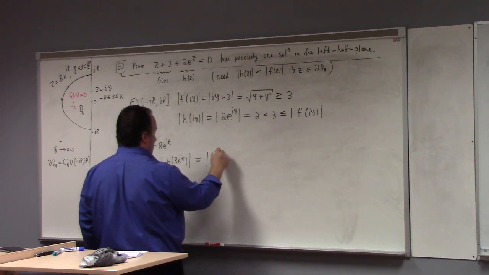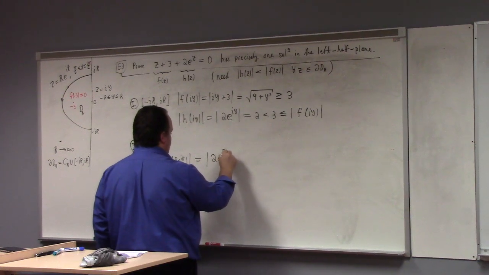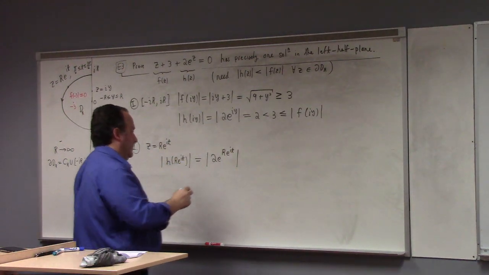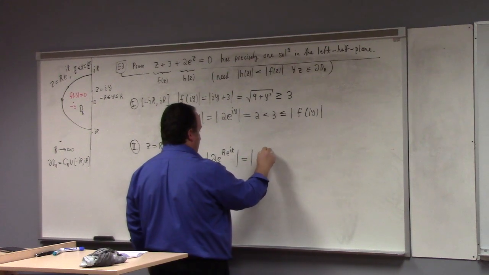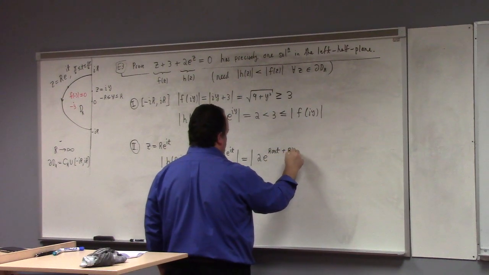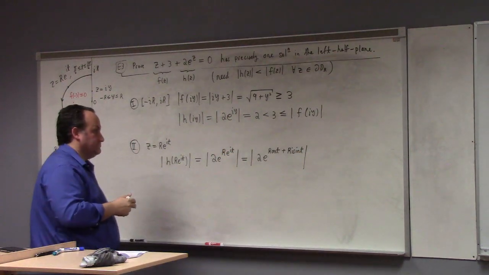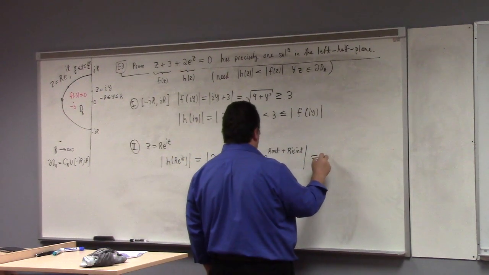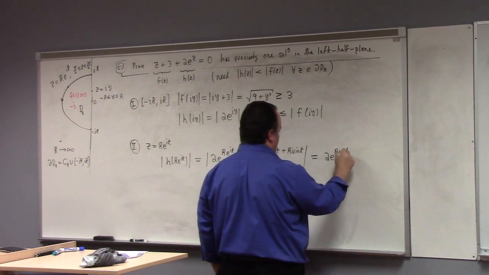2e to the r it. 2e, no, my bad. 2e to the r it. Which is, let's write that out. That's 2e to the r cos t plus ri sine t. Which is equal to 2e to the r cosine of t, I think.